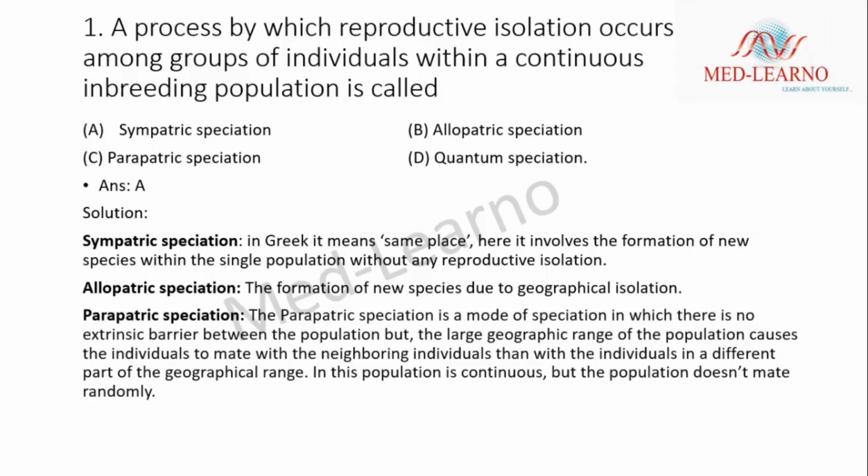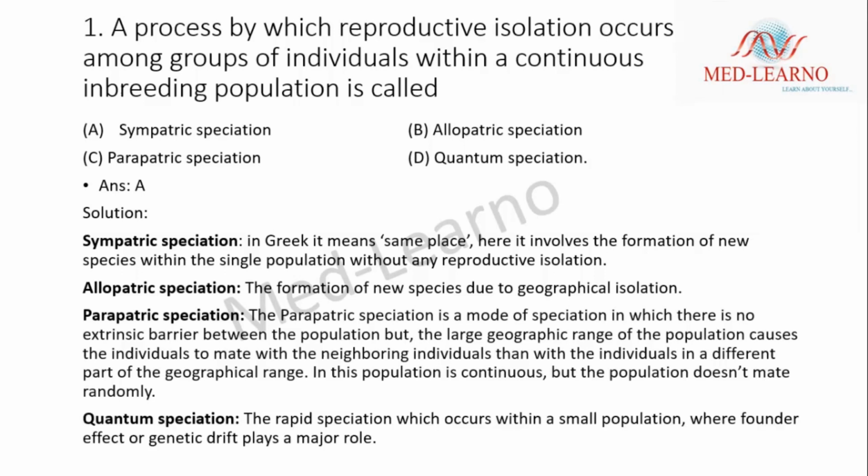Then parapatric speciation. Parapatric speciation is a mode of speciation in which there is no extrinsic barrier between the population, but the large geographical range of the population causes individuals to mate with neighboring individuals rather than with individuals in a different part of the same geographical range. In this, the population is continuous, but it doesn't mate randomly. Quantum speciation is the rapid speciation which occurs within a small population where founder effect or genetic drift plays a major role.